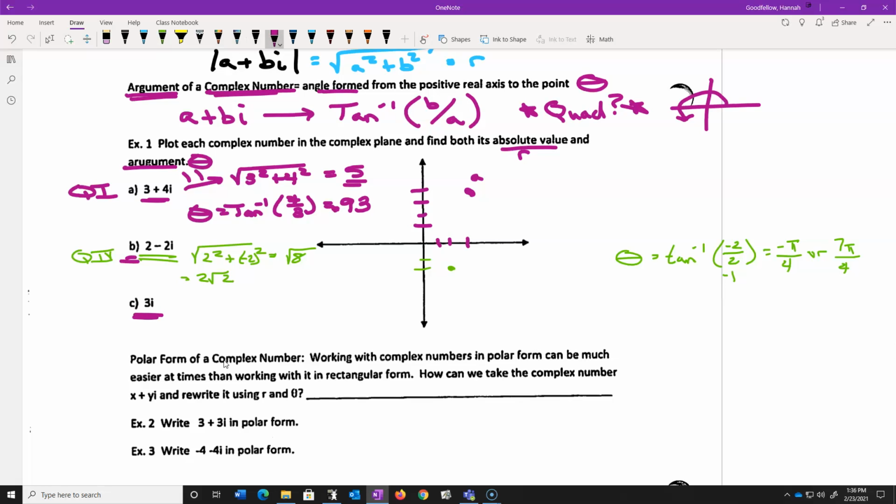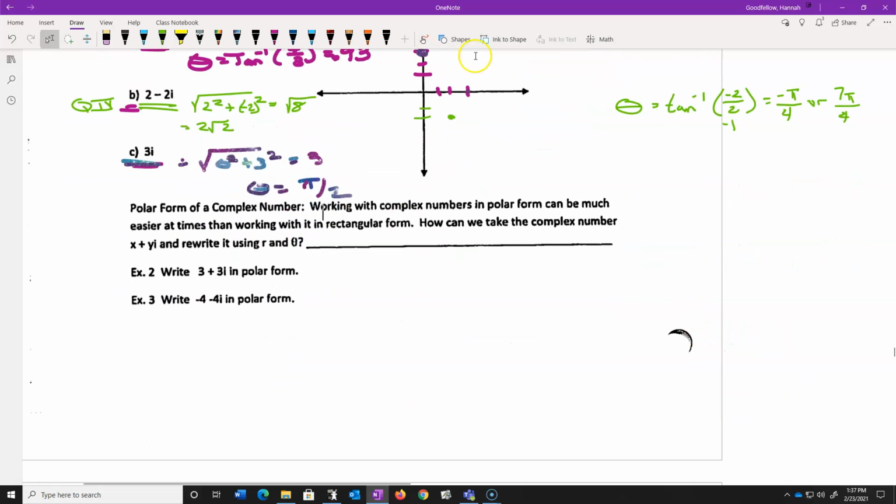Part C, 3i. If I just did something that was on an axis, like 3i would be sitting up here at 3i, then the distance would be the square root of 0 squared plus 3 squared, which would end up giving me just 3. And the angle that that's on is really not necessary to even use the inverse tangent on. I just realized that theta would be at pi over 2 because it's going straight up. All right, so keep in mind if you get ones that are on the coordinate axes, we're talking 0, pi over 2, pi, and 3 pi over 2, and are relatively easy to match up.